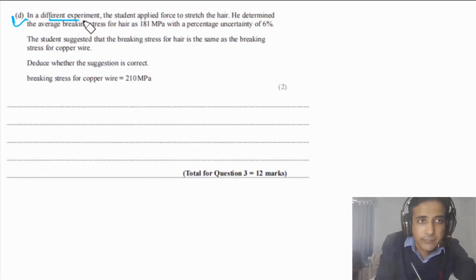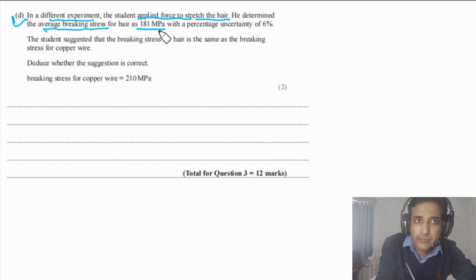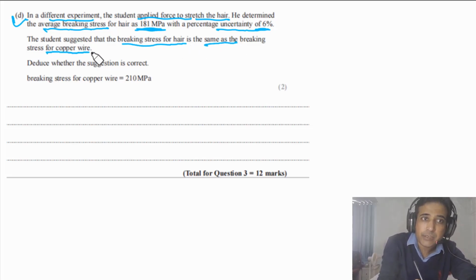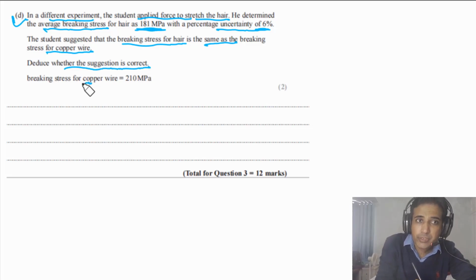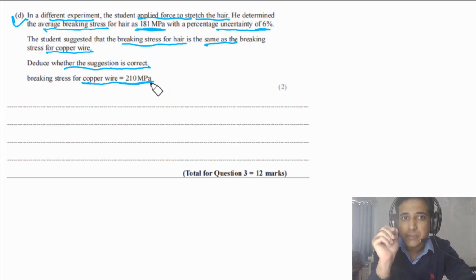Part D says, in a different experiment, the student applied force to stretch the hair. He determined the average breaking stress for hair as 181 megapascals with a percentage uncertainty of 6%. The student suggested that the breaking stress for hair is the same as the breaking stress for copper wire. Deduce whether the suggestion is correct. Breaking stress for copper wire is 210 megapascals.